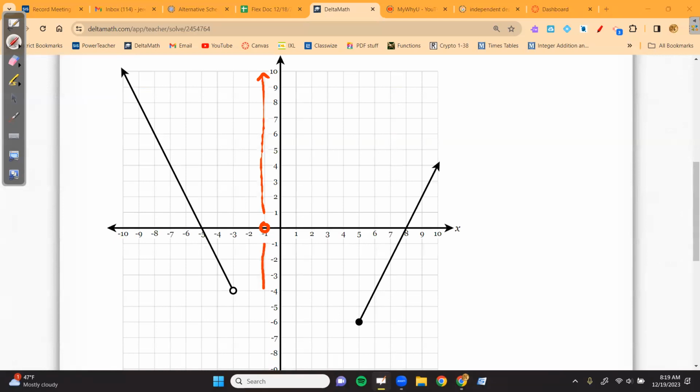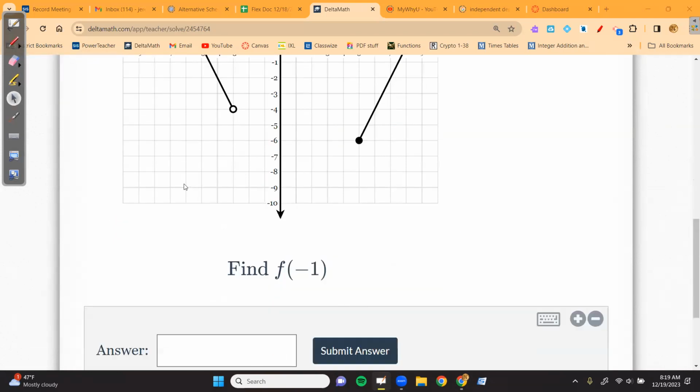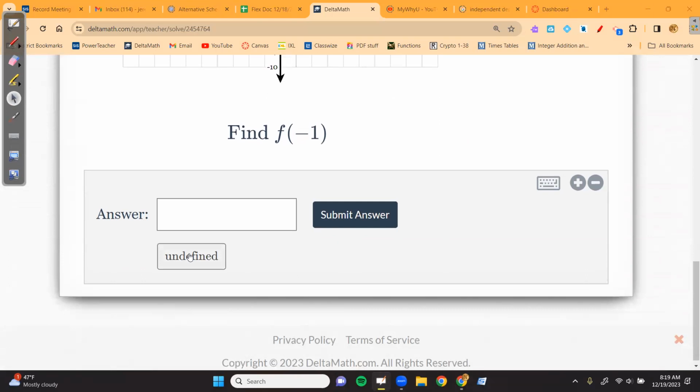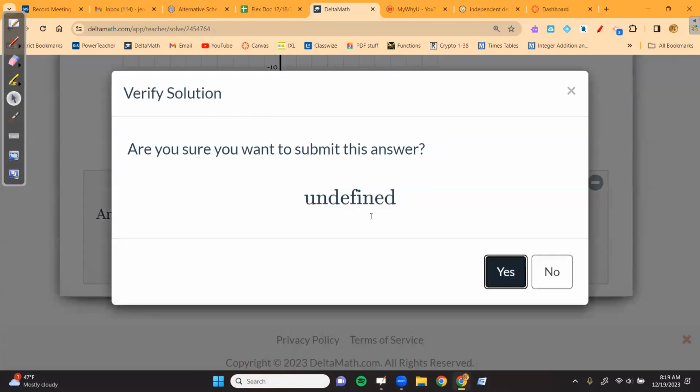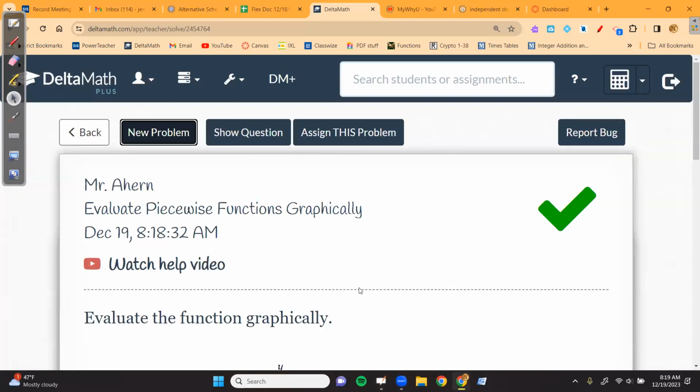And do you see the graph below you? I don't either. What that simply means is that this function is not defined at -1. So I'm going to go down here and I'm simply going to click undefined and hit submit. Sometimes there is no graph point above you or below you, and that's okay.